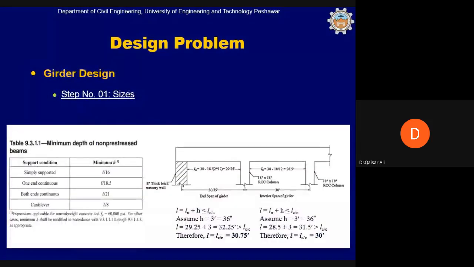Now, after the beam design, we will design the girder. As I said earlier, a girder is nothing more than a beam. But this beam is stiffer than the other beams because this stiff beam is going to support the other two beams.